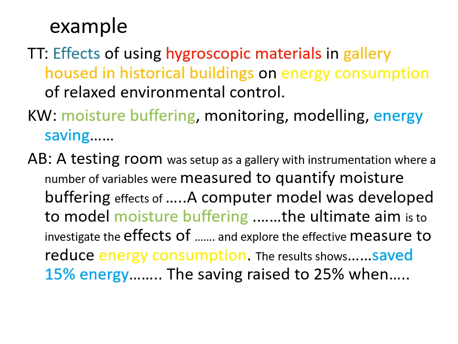So you have all these keywords, and then you give a summary: moisture buffering, monitoring, modeling, energy saving, and so on. These can be some variations of those words that appeared in the title. But after this, in the abstract, you organize those in sentences. A test room, which was set up as a gallery, right? Gallery appeared in the title, gallery appeared in keywords, and so on. Then you set the moisture buffering and computer modeling and energy consumption, and so on.